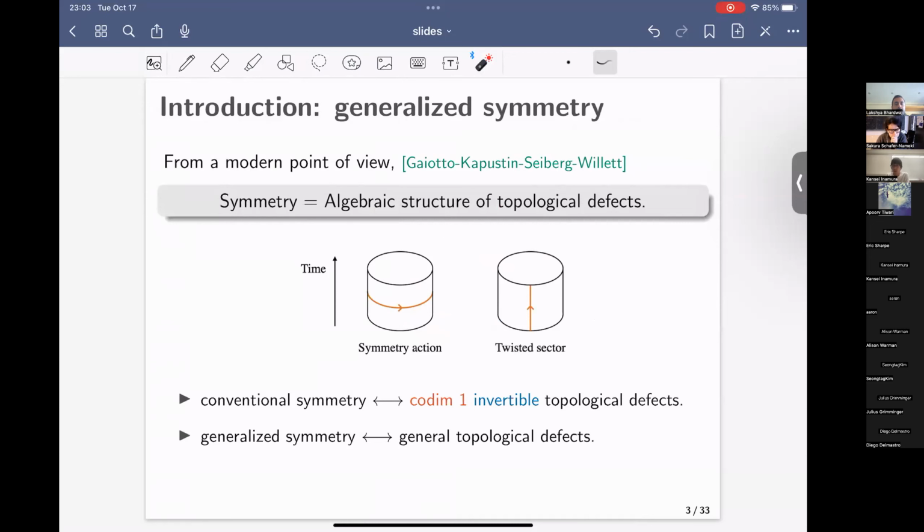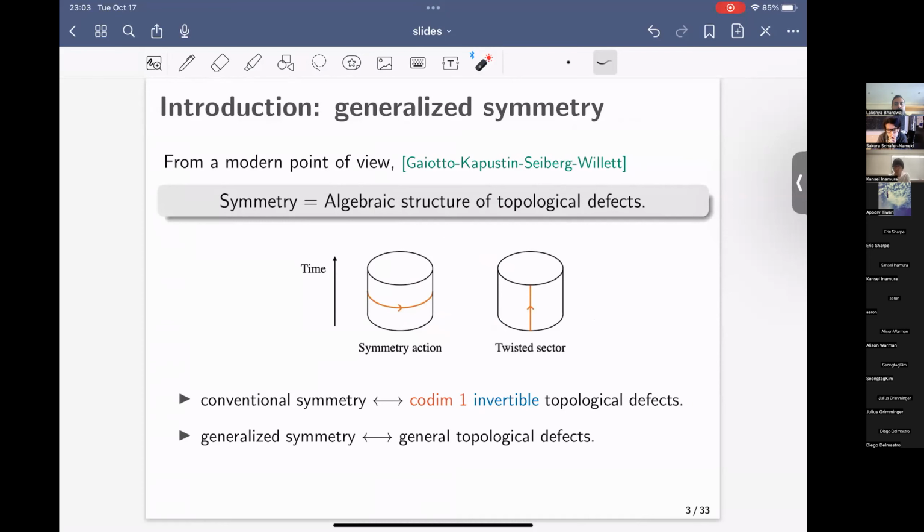And the main subject of this talk is, of course, generalized symmetries. So let me begin with a brief introduction to this subject. But since many of you are very familiar with this notion, I will be very brief here. But anyway, let's begin.